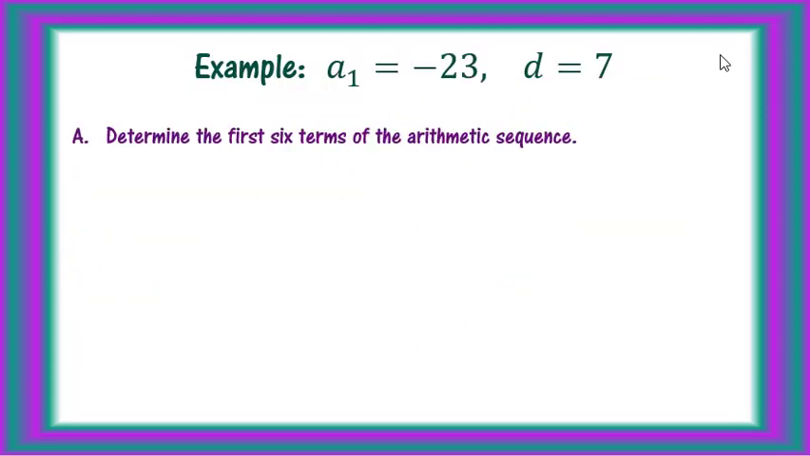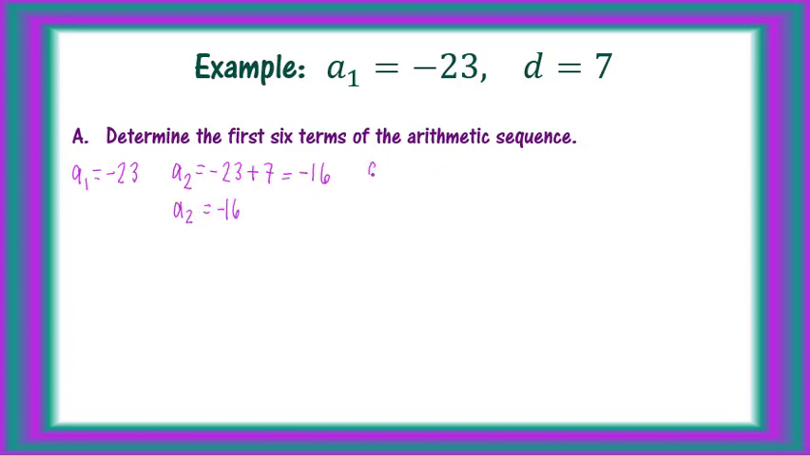Now we have an example where we're given the first term of the sequence and the common difference. A sub 1 equals negative 23, d equals 7. Using this information, we are to determine the first 6 terms of the arithmetic sequence. So we're going to start by naming the first term, which we know to be negative 23. Using the common difference and applying that to the first term, it will give me the second term. So a sub 2 is simply negative 23 plus 7, which gives us a negative 16. So a sub 2 equals negative 16.